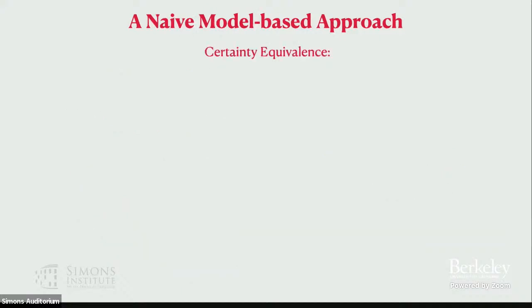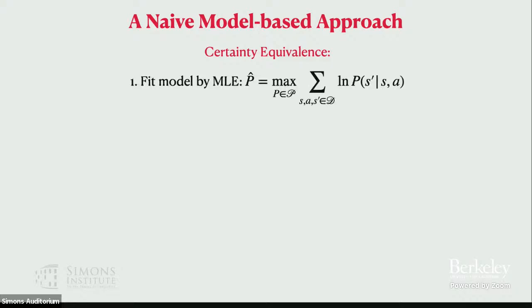So let's look at a very naive approach. I think in control, this is often called certainty equivalence. What we're going to do is just take the offline data and try to find a model from the function class that fits the data best. Particularly, let's do maximum likelihood estimation. In this case, I'm going to find a model that achieves the maximum likelihood of the data.